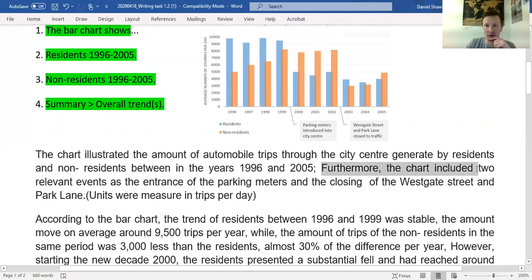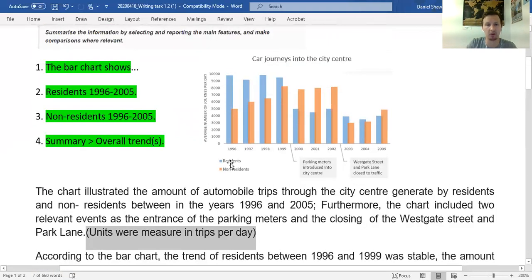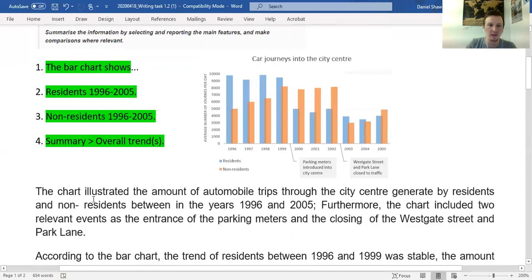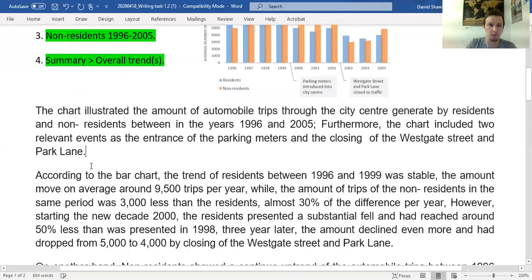Again, furthermore, the chart included 2 relevant events as the entrance of the parking meters and closing of the Westgate Street and Park Lane. Units were measured in trips per day. Okay, first of all, we don't need to know this because it is already identified on the graph. So the first thing we can do is just remove that. And again, we need to see if we can minimize the information here.